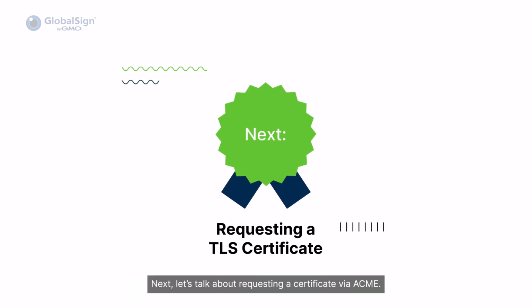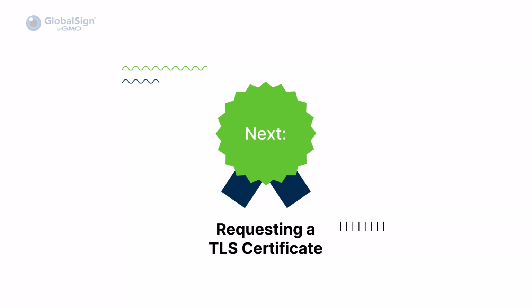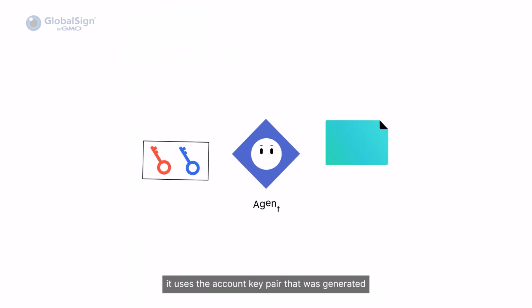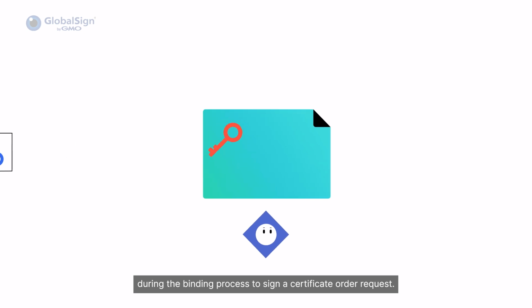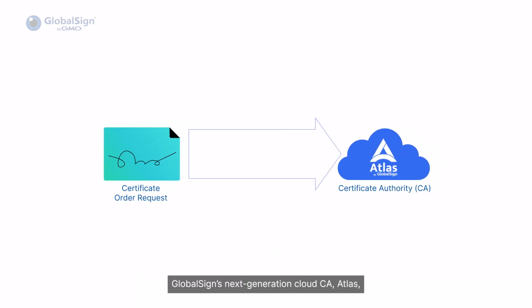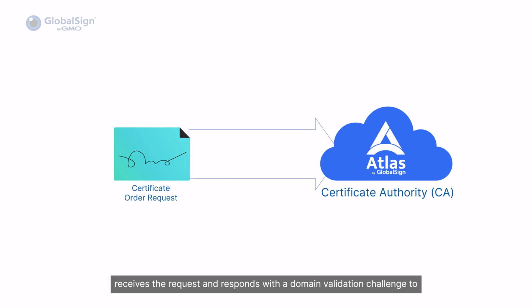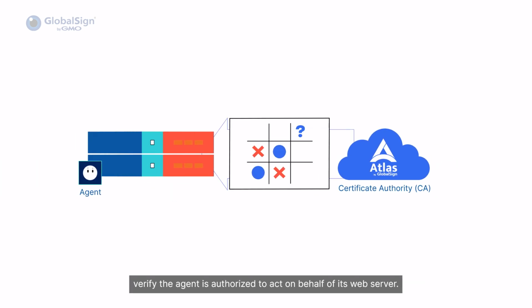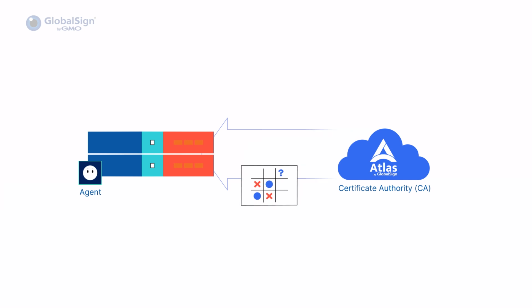Next, let's talk about requesting a certificate via ACME. With the agent installed and properly authorized, it uses the account key pair that was generated during the binding process to sign a certificate order request. GlobalSign's next-generation cloud CA, Atlas, receives the request and responds with a domain validation challenge to verify the agent is authorized to act on behalf of its web server.